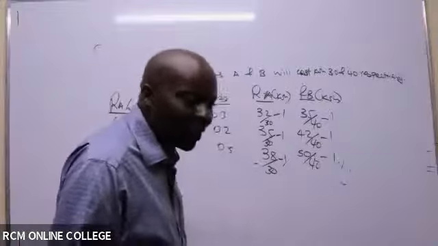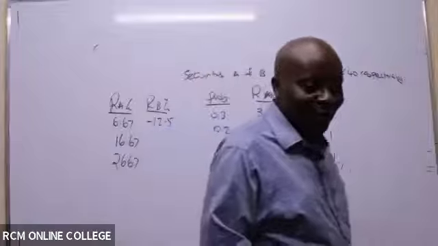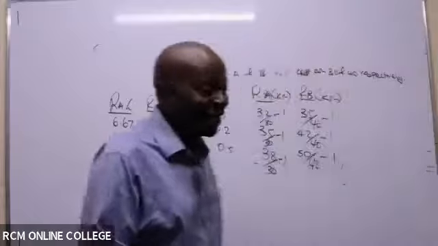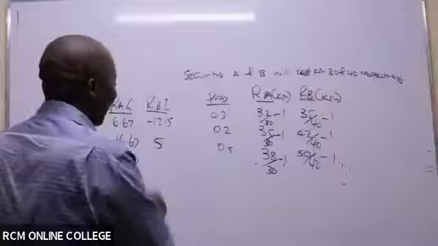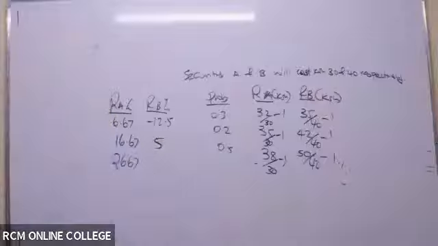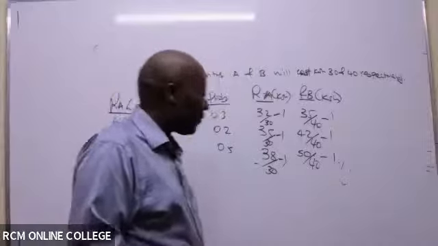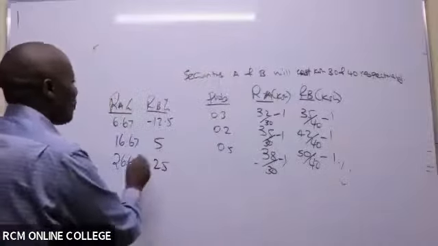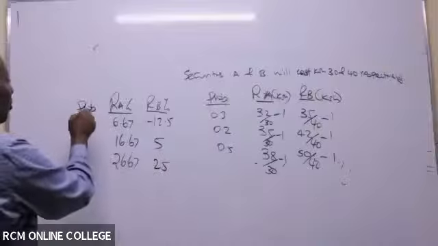5. Okay. Ya mwisho kabisa itakuwa ngapi? 25, like that. And then now you have here your probabilities.